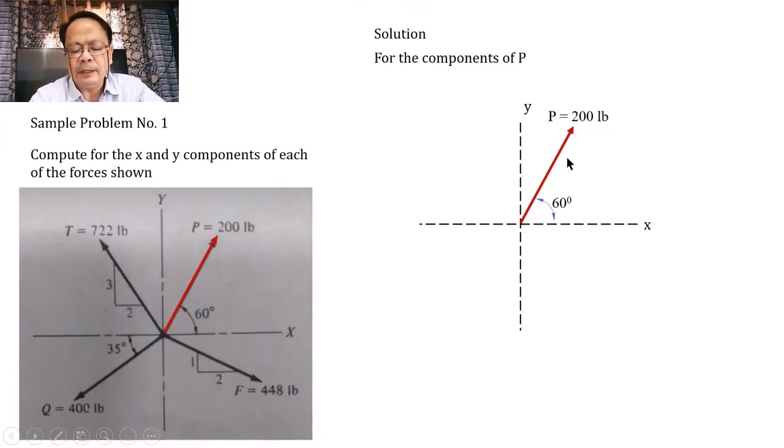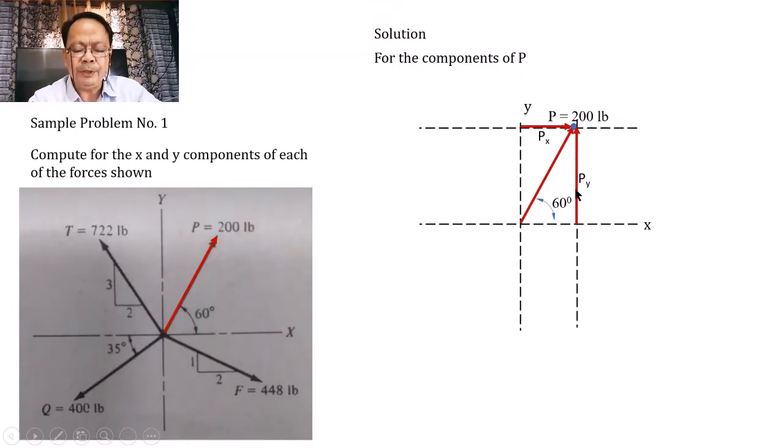Okay. Ang ating general rule guys in resolving the force into components is to come up with a parallelogram. And that can be done by drawing at this tip of force a line that is parallel to the x and to the y axis. So here is a line that is drawn parallel to the x axis, and this line is the line drawn parallel to the y axis. And so this side of the parallelogram will represent the x component of P, while this side will represent the y component of P.